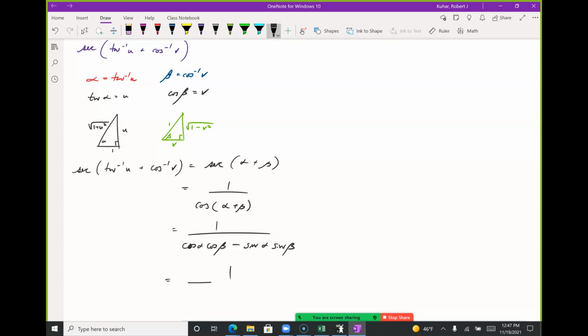So what do I get here? Cos of alpha is what? 1 over square root of 1 plus u squared. And cos of beta is v over 1, right? Is everybody seeing that? I'm getting my cos of alpha from here, cos of beta from here. We okay? Yeah, Roger. Minus sine of alpha. So sine of alpha is u over square root of 1 plus u squared times sine of beta, which is square root of 1 minus v squared, right? And I'm getting those from here.